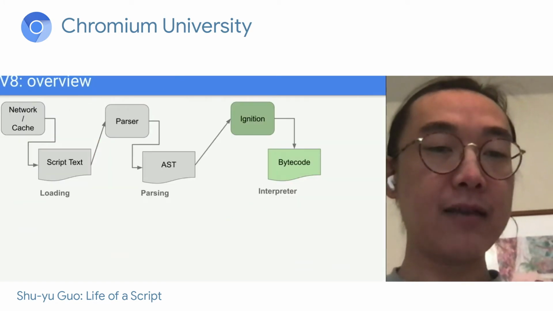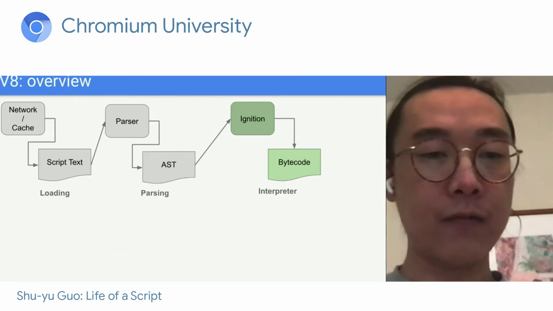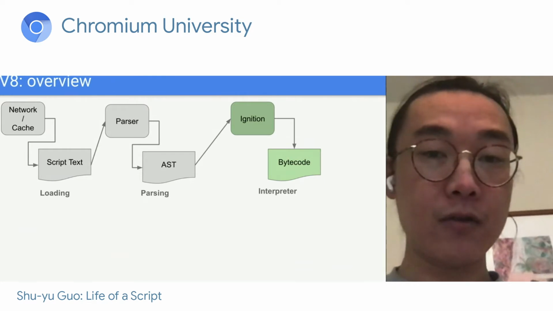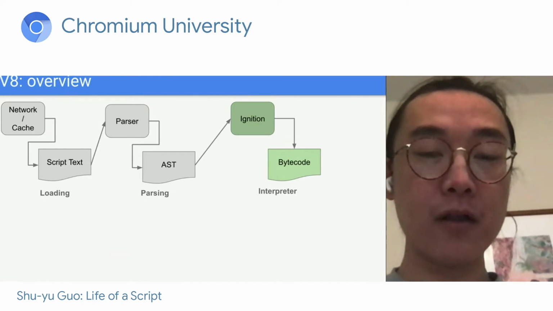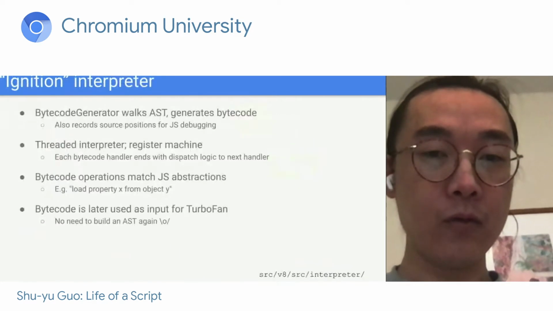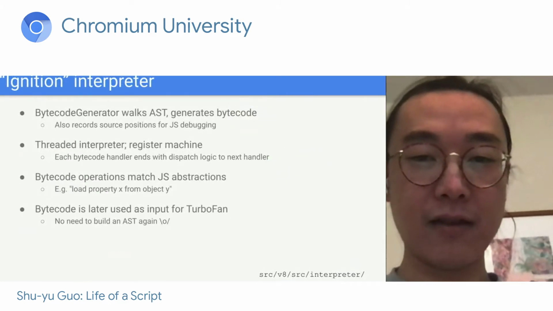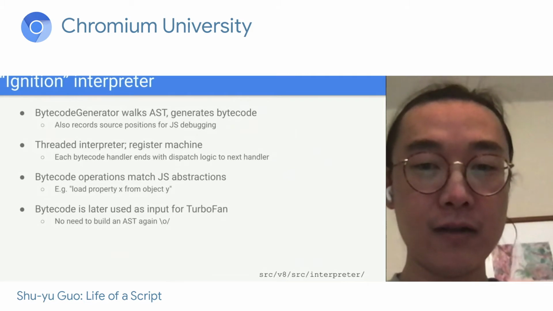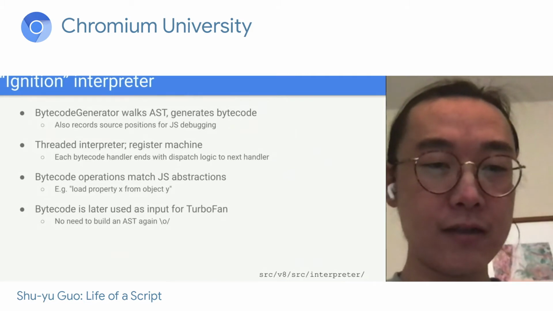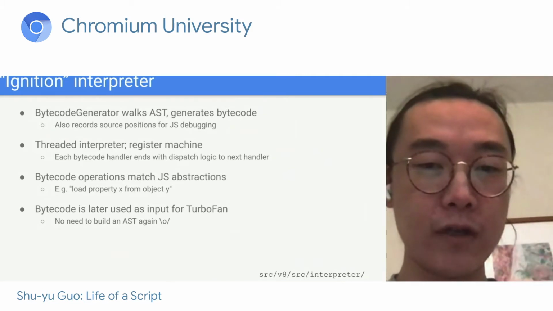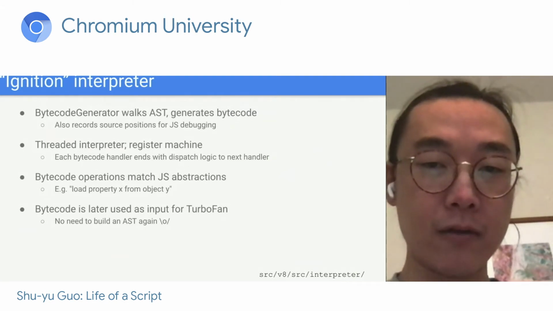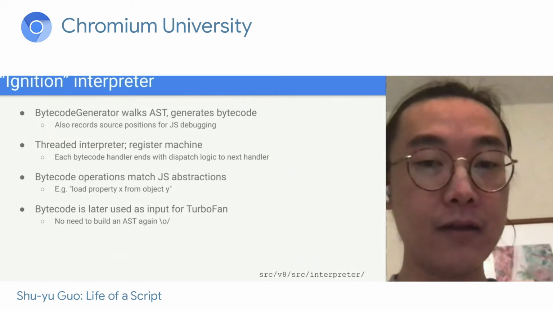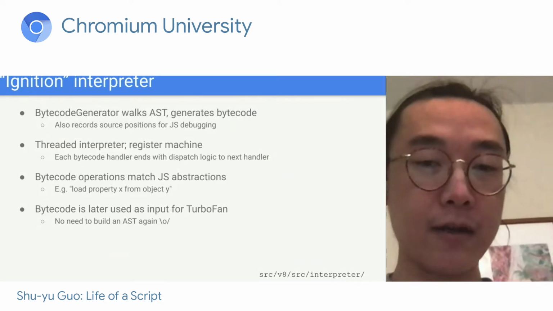All right, so we've gotten the script off the network, we've parsed it, and we've gotten this AST. To start executing, the next part of the pipeline is the interpreter, which is called Ignition. Remember that engine metaphor? We're taking that pretty far. So Ignition is the interpreter, and we need to take the AST and generate bytecode. The bytecode generator generates a stream of bytecodes. The interpreter executes one bytecode at a time.